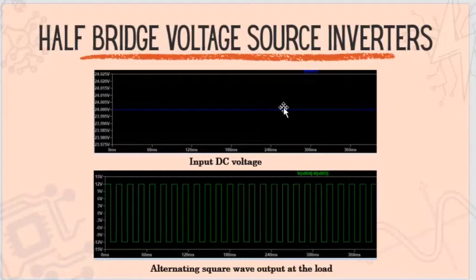This is our input DC voltage, so it is unidirectional, and the total voltage is equal to 24 volts. Converted into an alternating voltage, this is measured at the load. So, from straight line DC voltage, it became alternating. Alternating because it alternates from positive 12 volts to negative 12 volts. So, this is one cycle, 16 milliseconds.